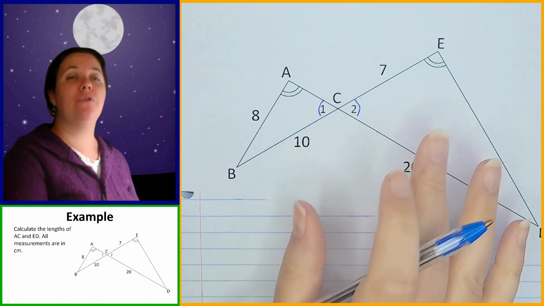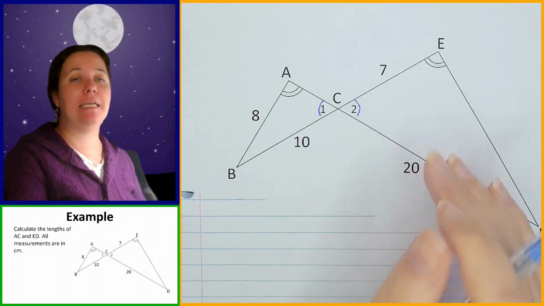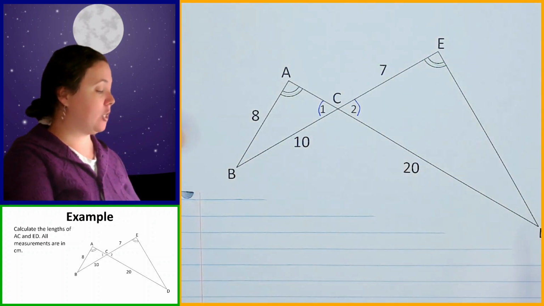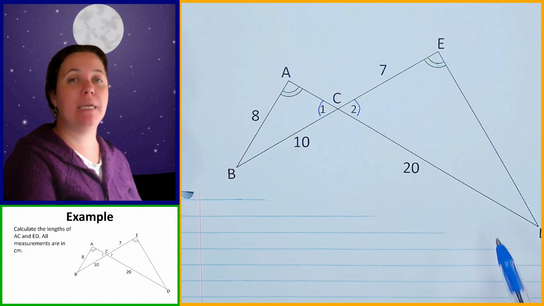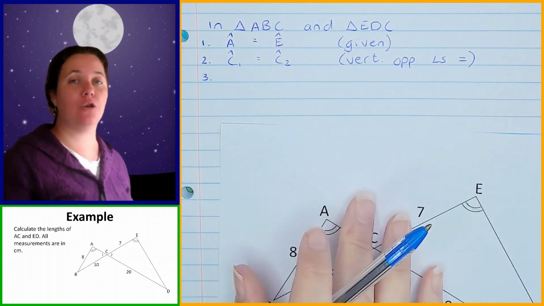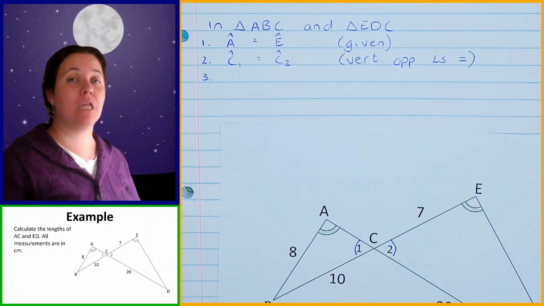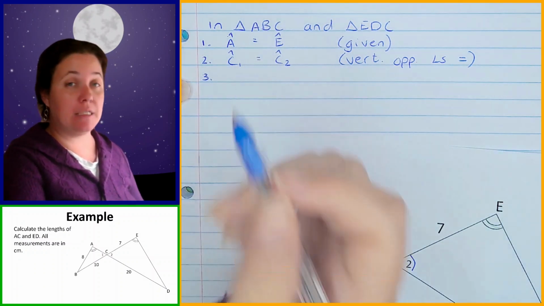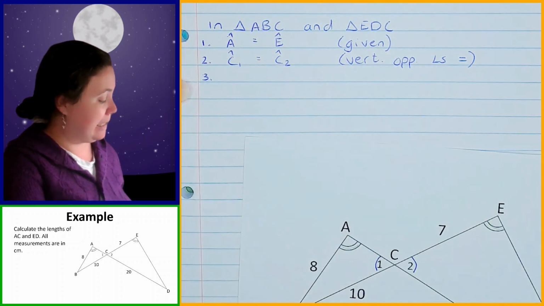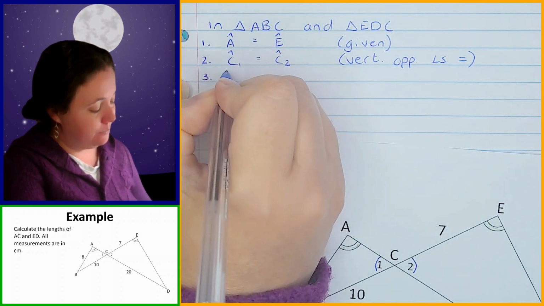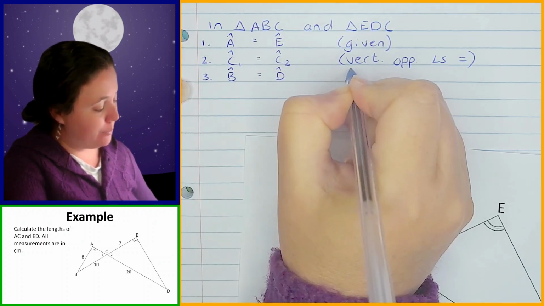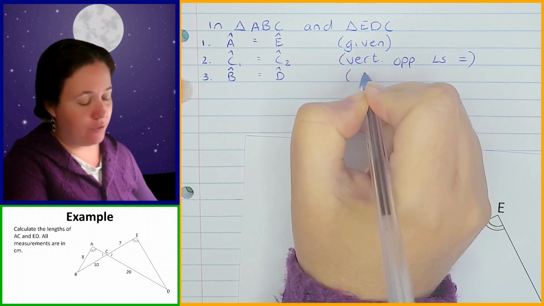Now, when you're proving similarity, you only actually need to know that two pairs of angles are equal, because the third pair of angles is going to be equal by default, because as I said earlier, the two triangles both have the same sum of their interior angles, which is 180 degrees. So over here, I can say now that angle B is equal to angle D. And I know that because it's the third angle of the triangle.